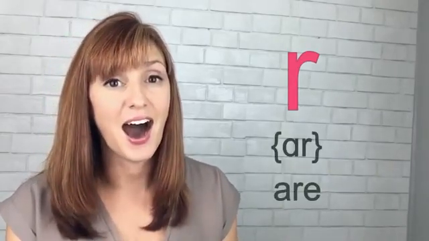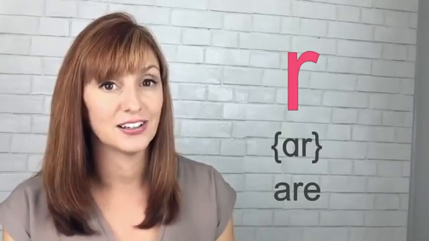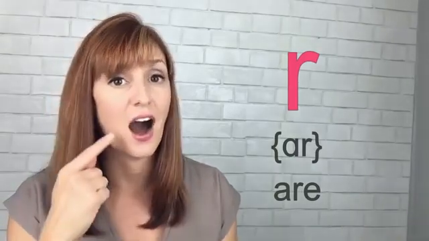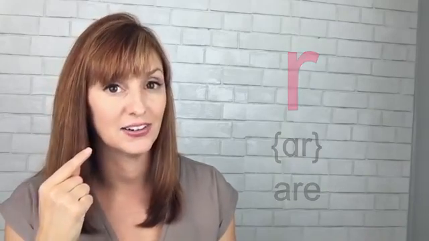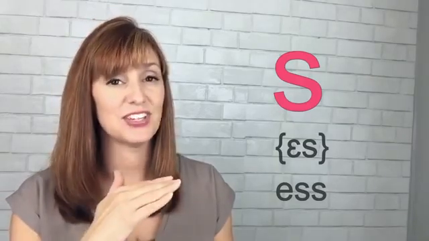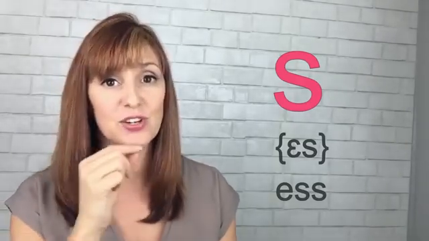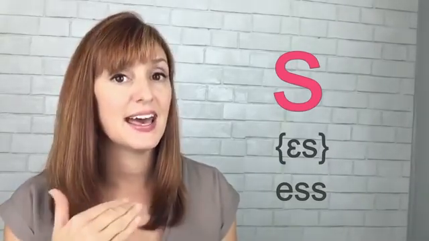Then we have R, R. We have the ah vowel sound moving into the R. You want to really drop your jaw for that ah vowel sound. R, R. And S, S. Again, this letter name starts out with that E vowel sound where you're dropping the jaw just a bit and moving into the S consonant. S, S. Then T, T.